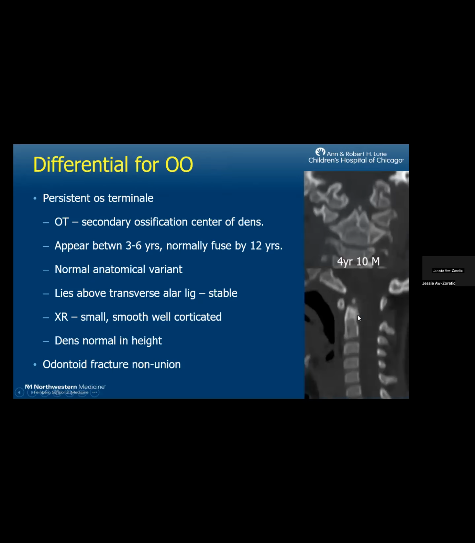Okay, and as I say, in terms of differential for the os odontoideum, it's the persistent os terminale. I just want to highlight this is the little os terminale initially, but then this is what it could look like as the child ages. But you can quite clearly see that the dens is not hypoplastic like we see. It's more normal in height, and the os terminale will also still be smooth and well corticated.